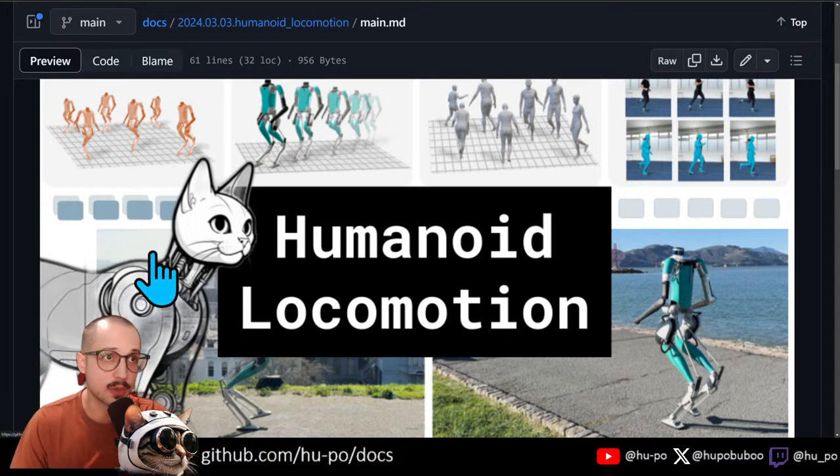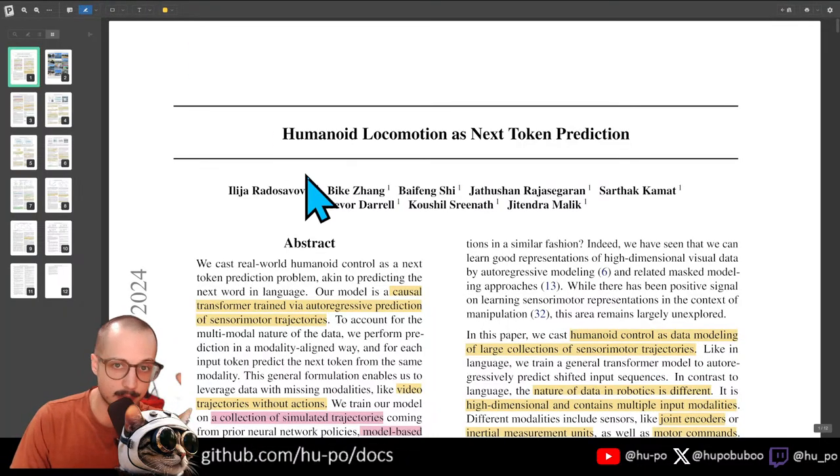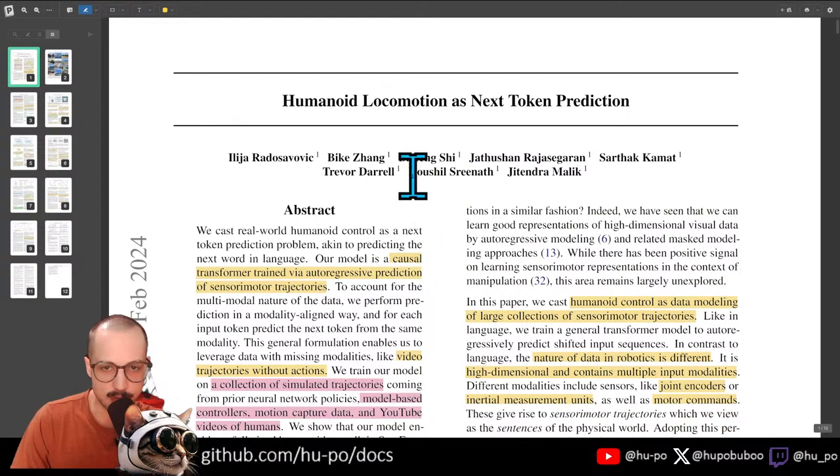All right, no questions. So, here's the summary. Today, we reviewed a recent paper from Berkeley called Humanoid Locomotion as Next Token Prediction. This came out 29th February 2024.